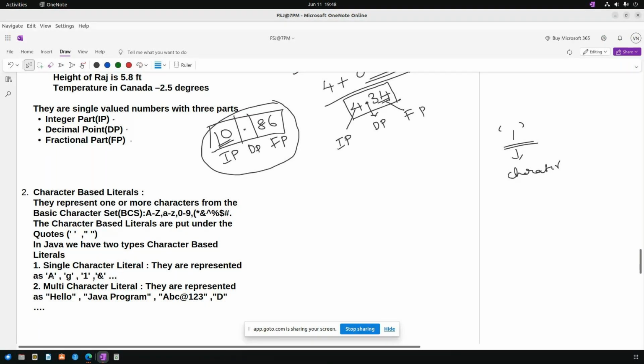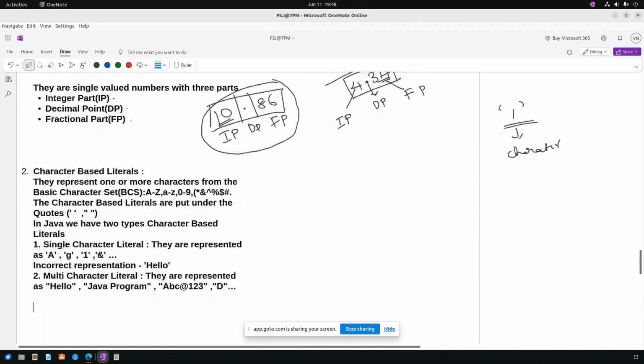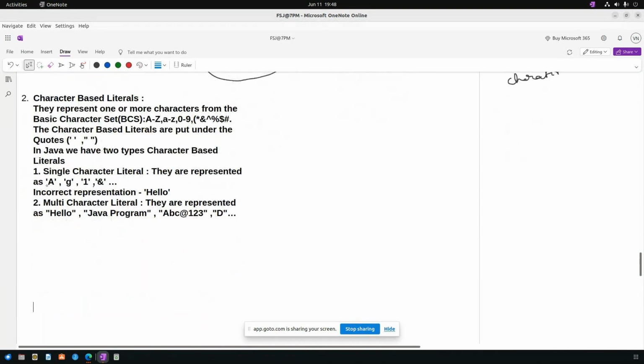But here you cannot have hello in single quotes. It is an incorrect representation. But B under double quotes is a correct representation, no problem at all. So basically, what we are trying to say is that if you want to have character data, you can have it in single quotes.